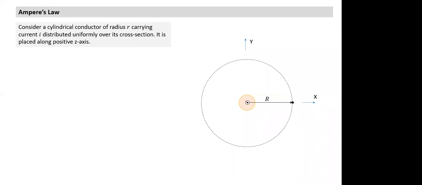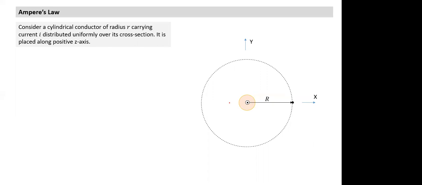Which direction is the current flowing? If I draw the xy plane in the plane of the figure, the z axis is perpendicular. If I follow the right hand thumb rule, the z axis has to be towards us. So this is how it is placed. This is the current flowing across this cross section uniformly. It's a long cylindrical conductor, so you can think of a wire of not negligible radius.